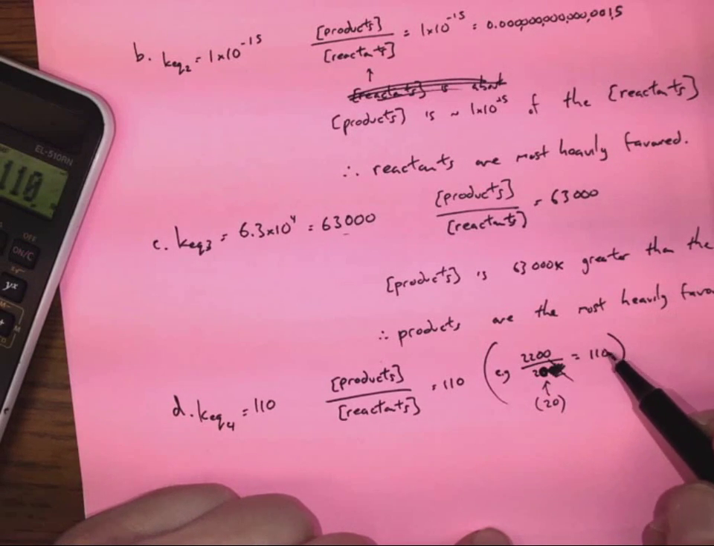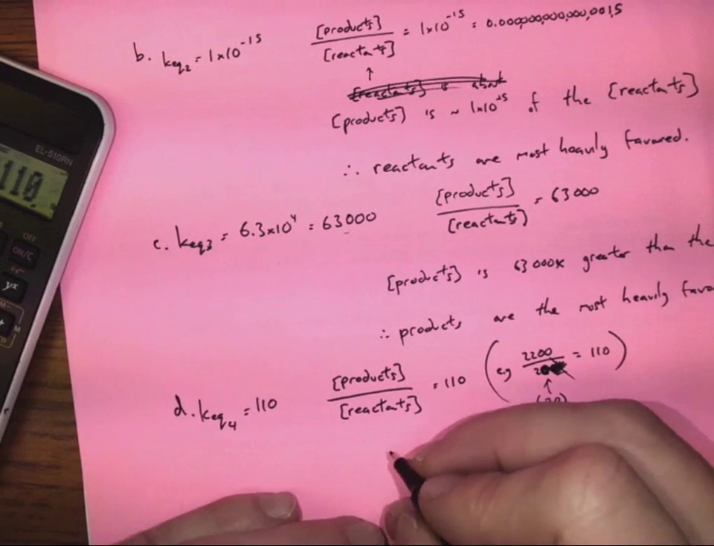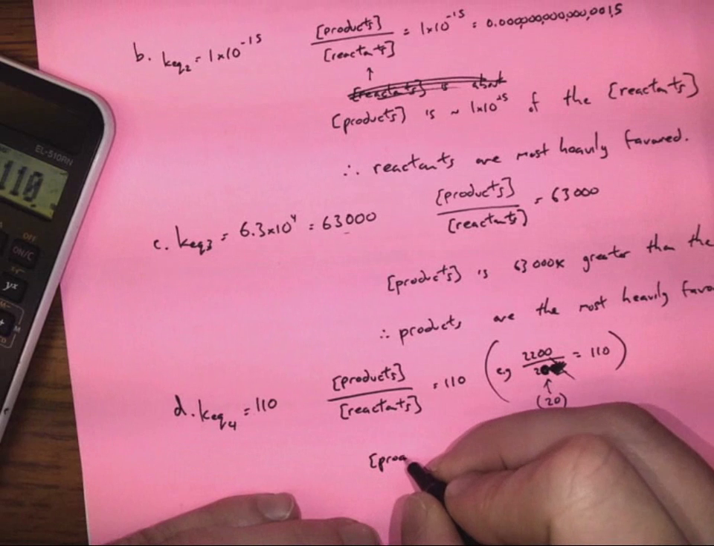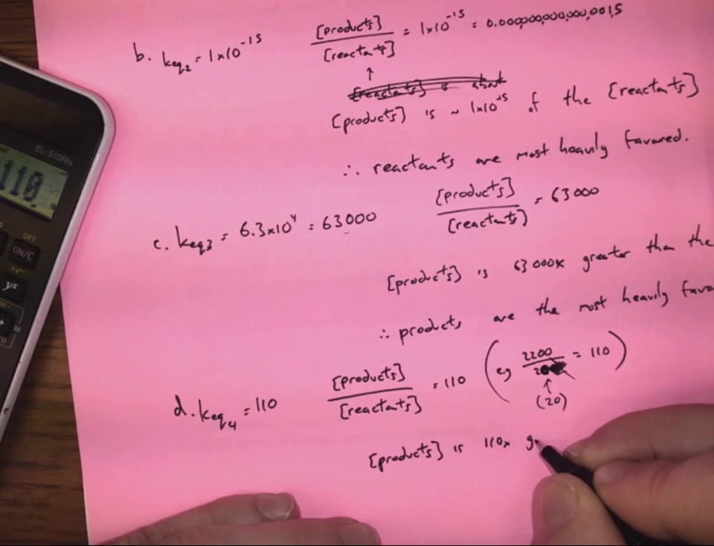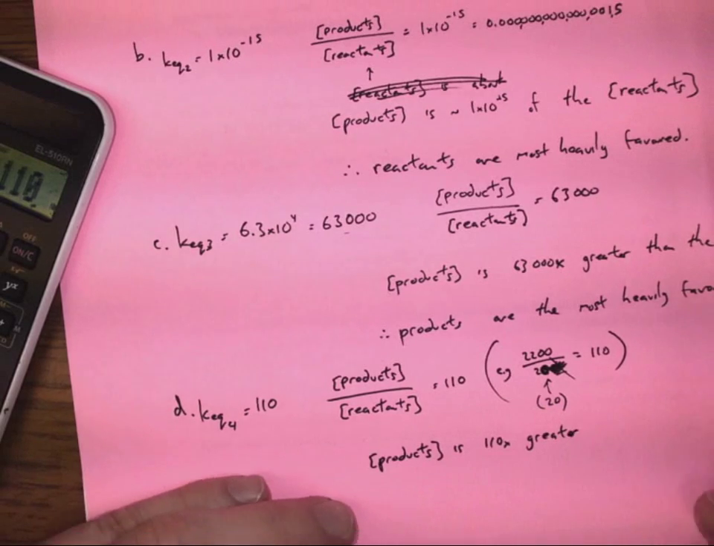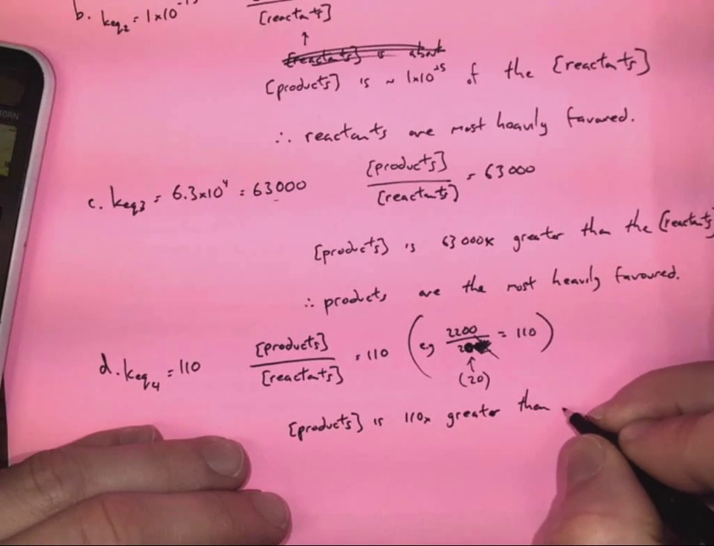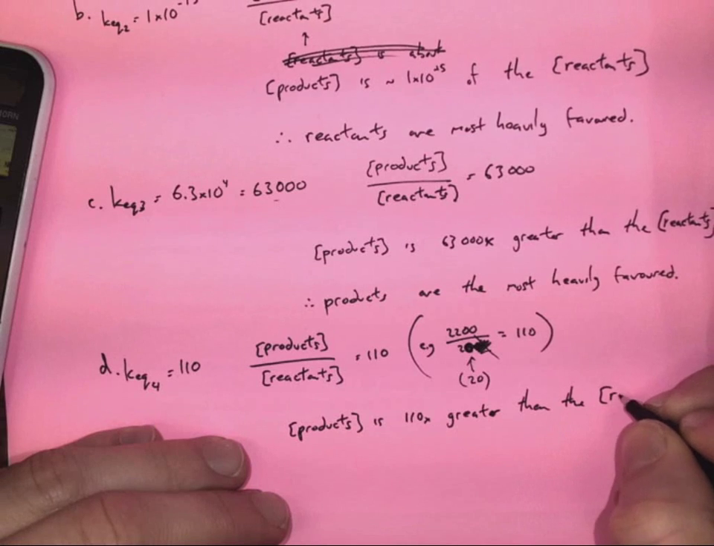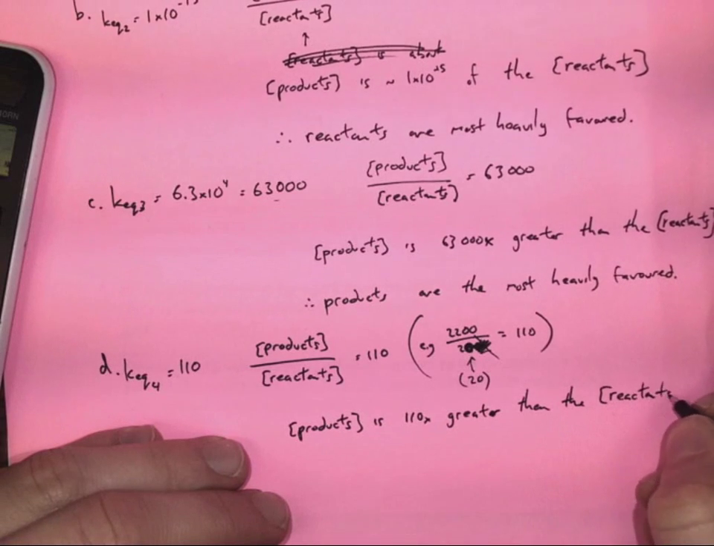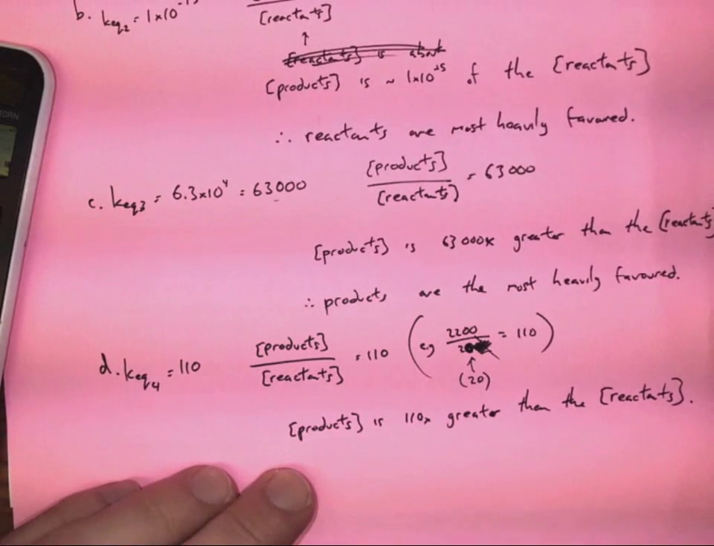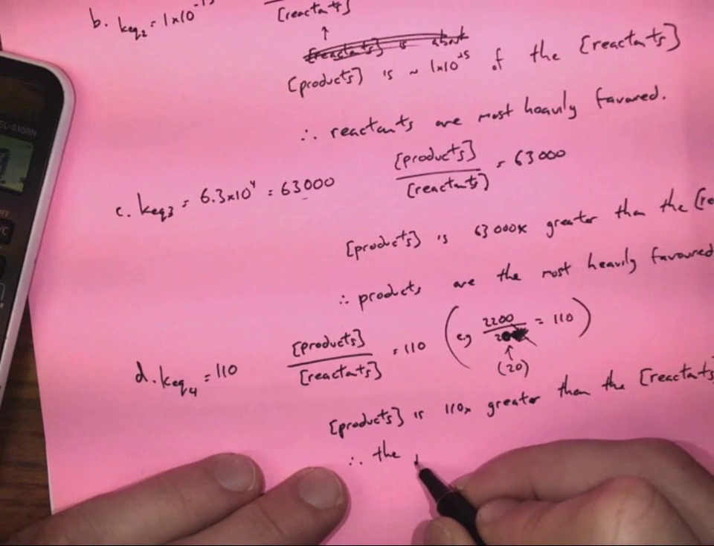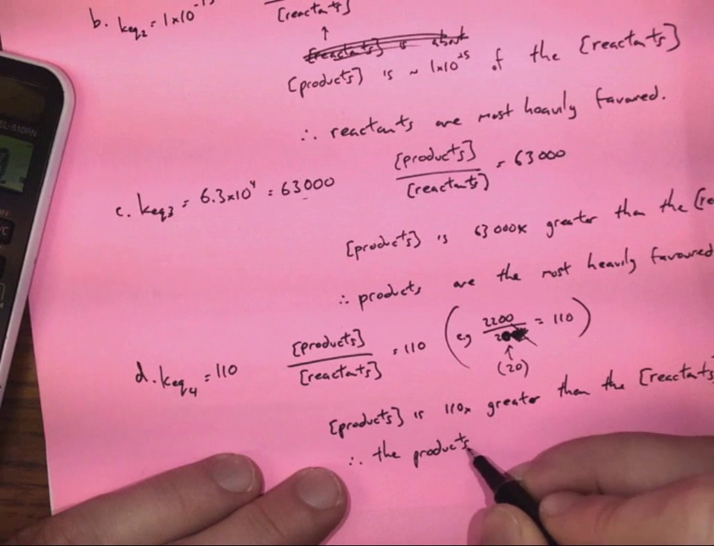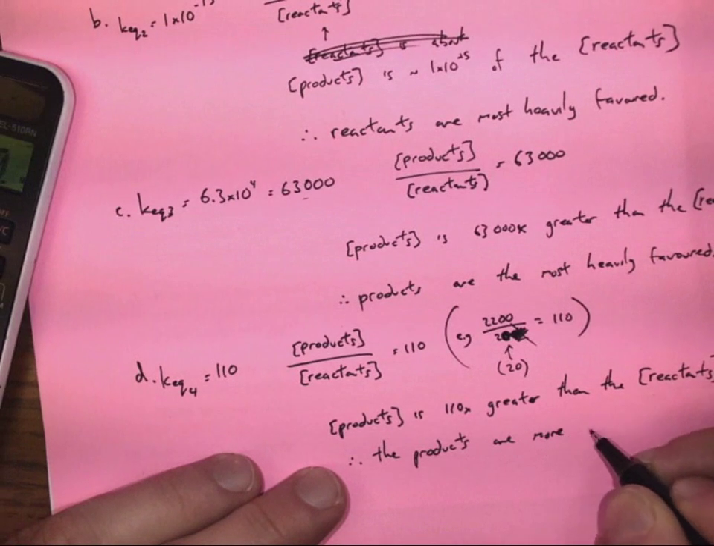That means that we get a number of 110 as a ratio. Okay, so that means that the concentration of products is 110 times greater than the concentration of the reactants. Okay, so therefore, the products are more heavily favored.